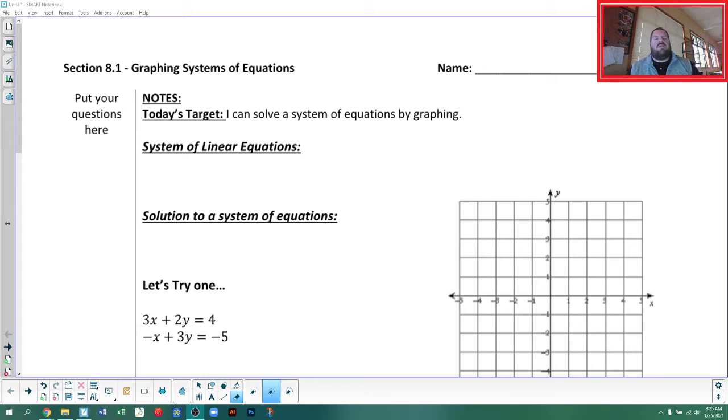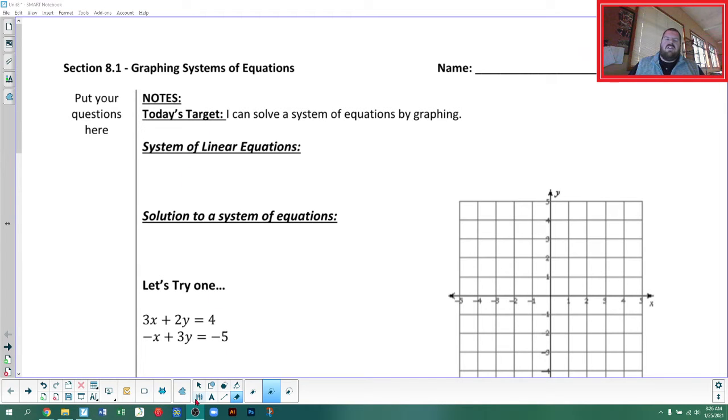Today we're going to be talking about graphing systems of equations, and this is our last unit in our winter term of flipped Algebra 1. So this last unit is all about systems of equations, and more specifically systems of linear equations, just to make it a little bit nicer.